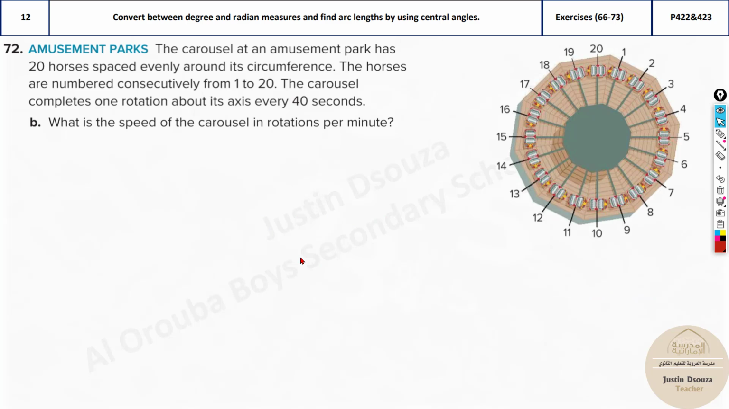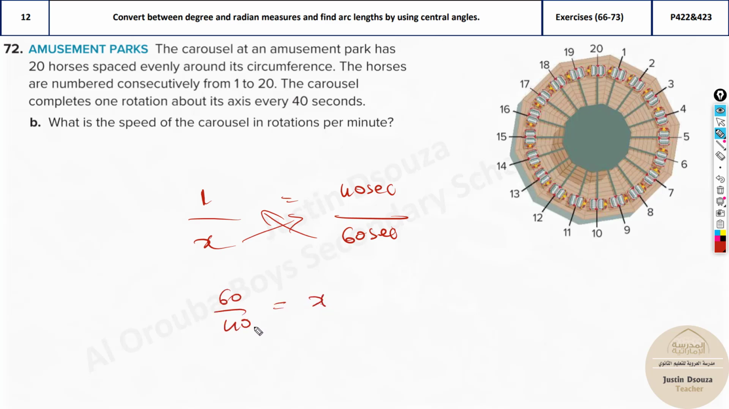Now the next one, part B, is at what speed does the carousel rotate, in rotations per minute. So we know one rotation is how many seconds over here? 40 seconds. Per minute, how many? X in 1 minute, that is 60 seconds. Because over here it's in seconds, so I'm using seconds for a minute. Now just do the cross multiplication. You will get 60 by 40 equals x, that is 6 by 4, or 3 by 2. That is 1.5 rotations per minute.